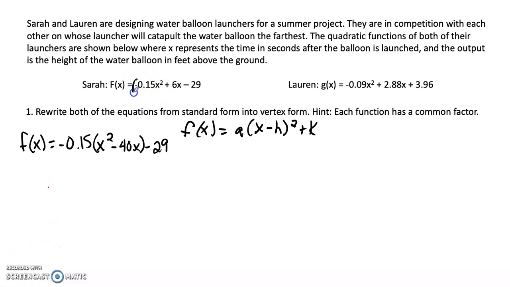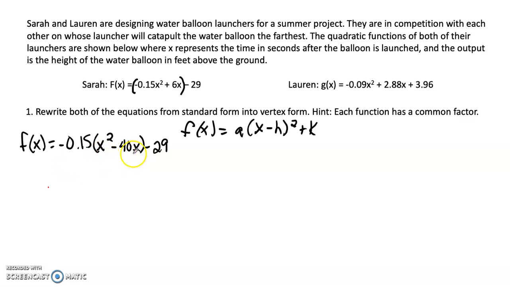So again, grouping the first two terms and factoring out this negative 0.15. I showed that here. I factored it out on the outside, so I took it off of x squared and from 6x. So 6 divided by negative 0.15 gives me a negative 40.